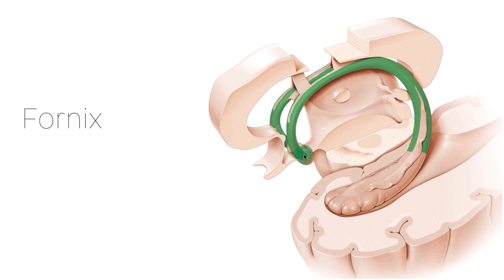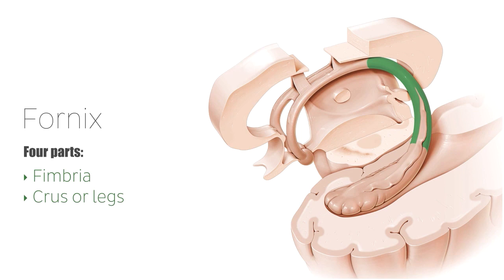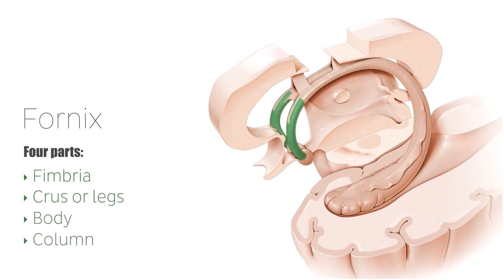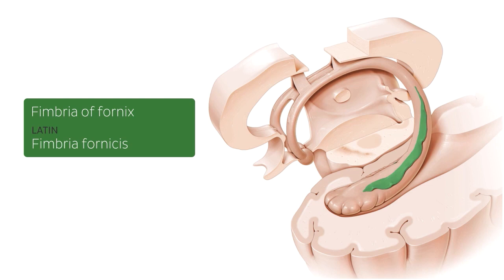Like the hippocampus, the fornix can be divided into 4 different parts: the fimbria, which you can see on our right here, the crus or the legs, which is now highlighted in green, the body, and the column. Let's now have a chat about each of these parts. As you can see in this image, the fimbria of the hippocampus is a band of white matter that is formed along the medial aspect of the floor of the lateral ventricle's inferior horn.